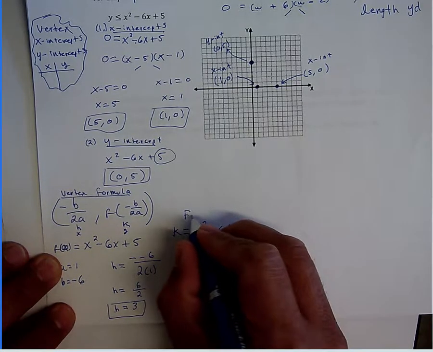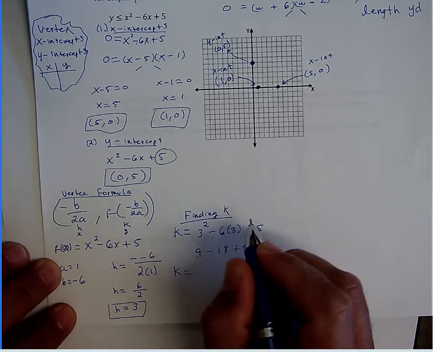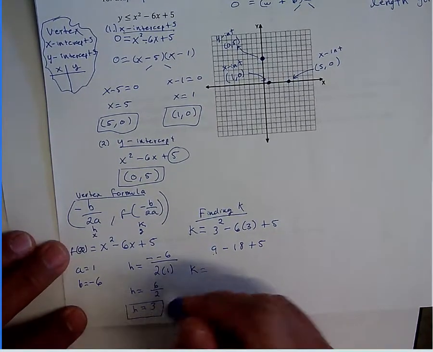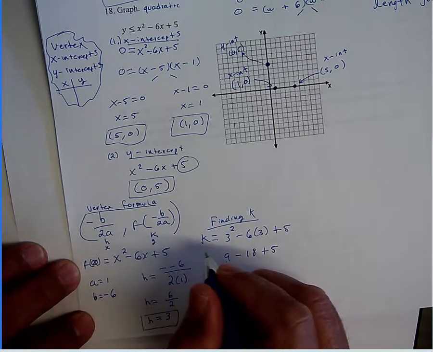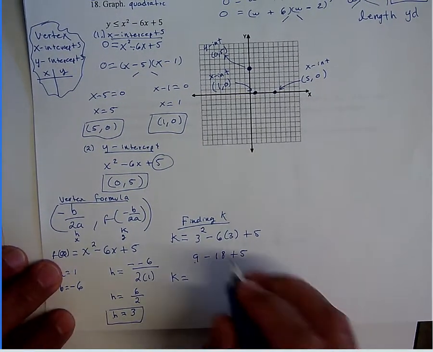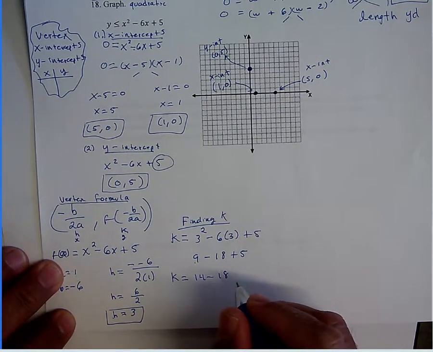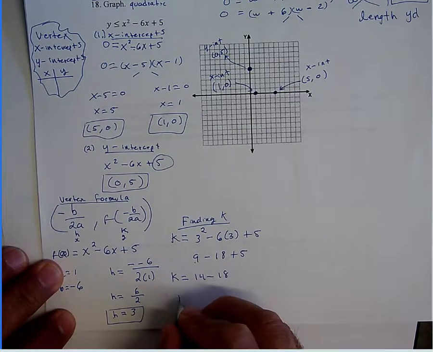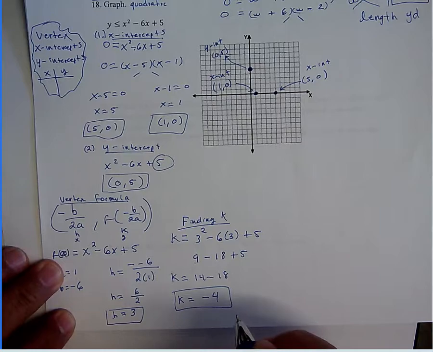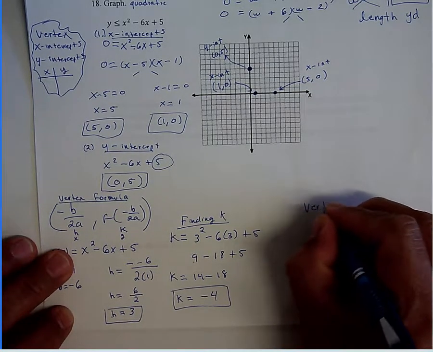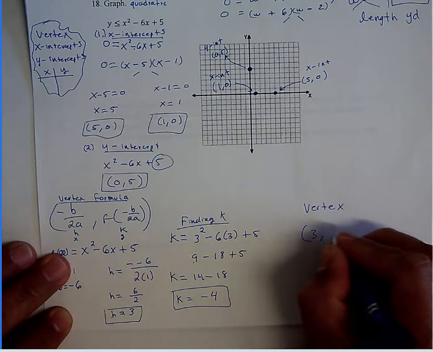So this is finding K. We found K. So finding H. Should have wrote it here. I don't have space, so I'm going to leave it like that. So it's 14 minus 18 gives us negative 4. So K is negative 4. So that means the vertex is 3, negative 4.